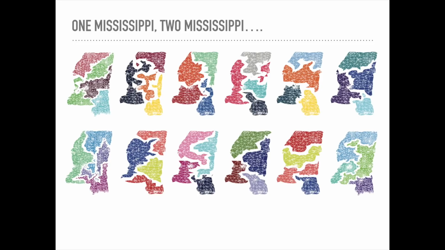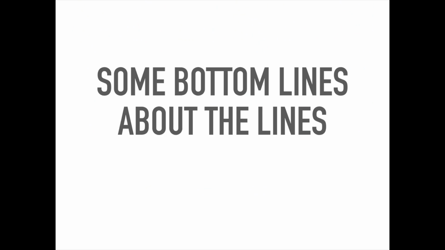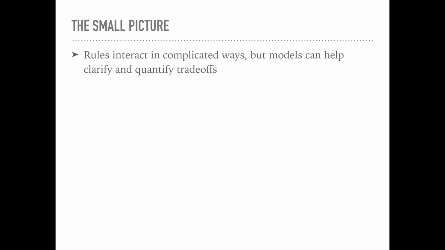And what you see as you randomly explore that vast space of possibilities is that it doesn't need to be so. Mississippi could have a vastly different congressional delegation and a vastly different balance in its districts. And it takes computers really just a second to find other ways to do so. Okay, so I'll close with the punchlines. What are the bottom lines about the lines?